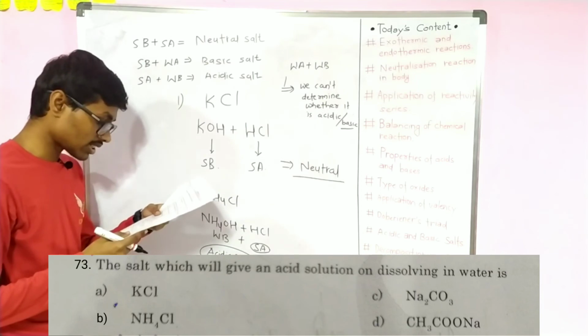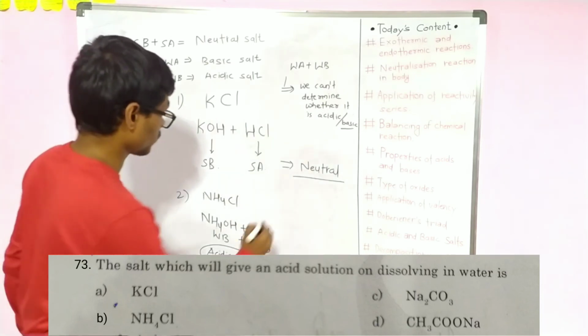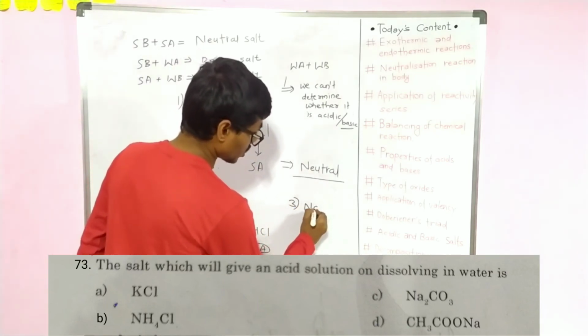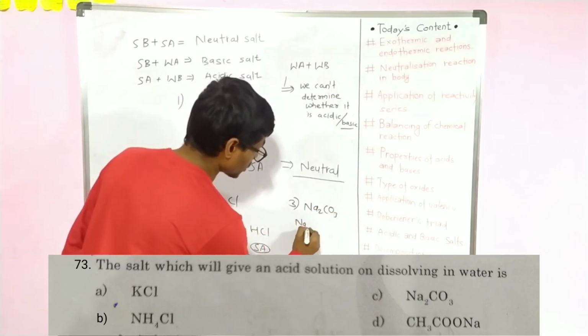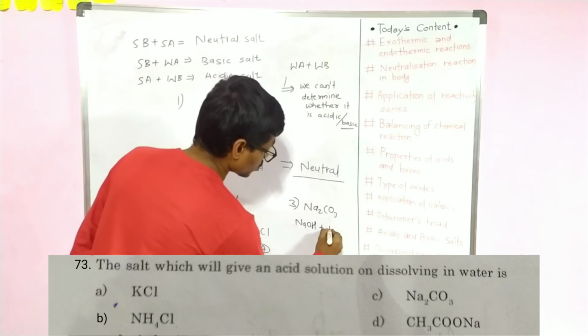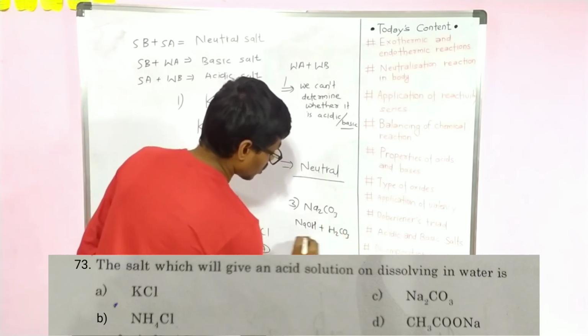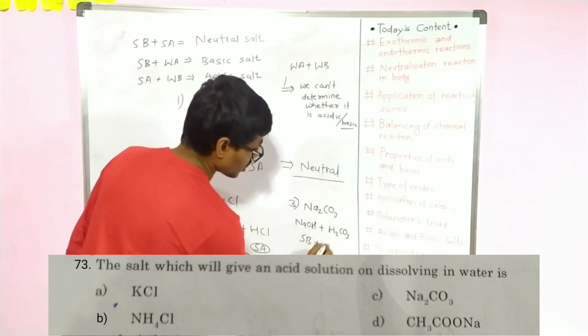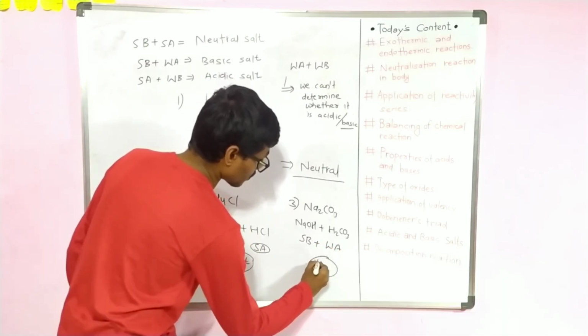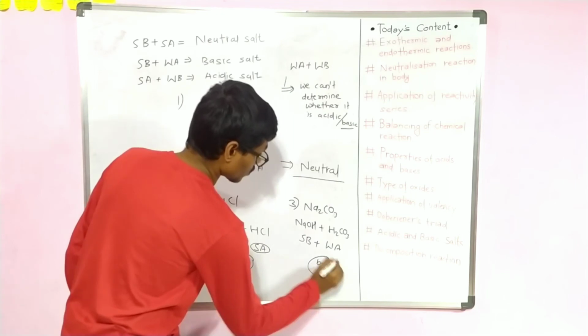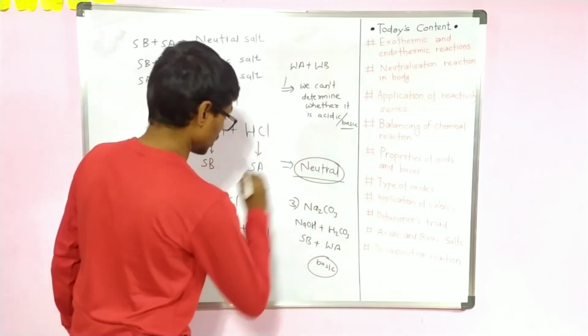Now option C says Na2CO3. Na2CO3 comes from NaOH plus H2CO3. Now NaOH is a strong base, H2CO3 is a weak acid. So overall it will be basic.